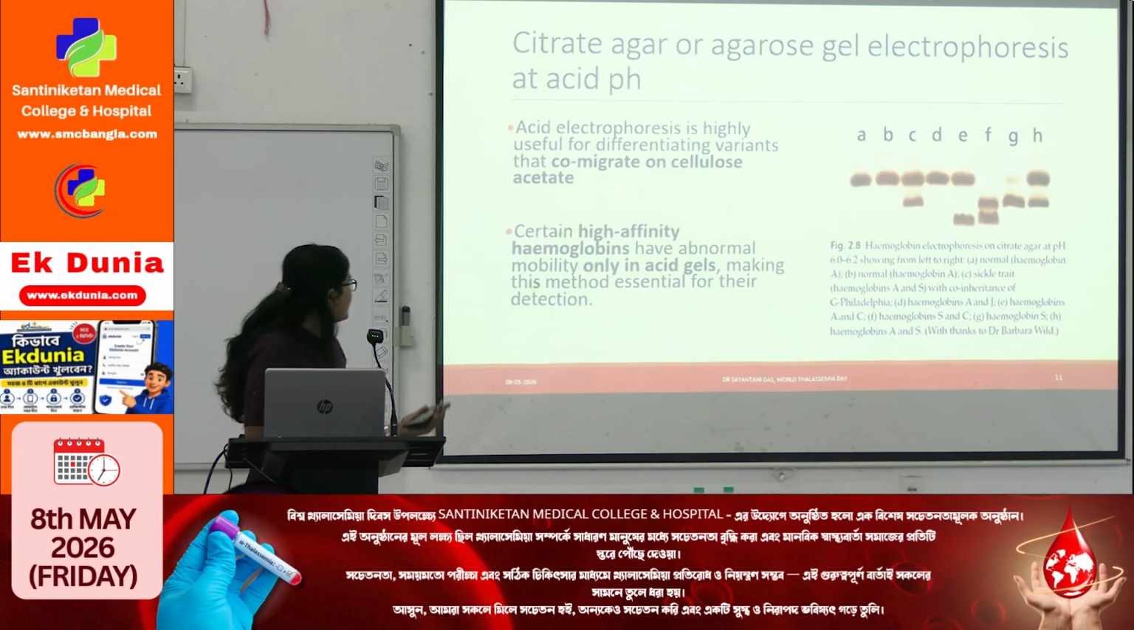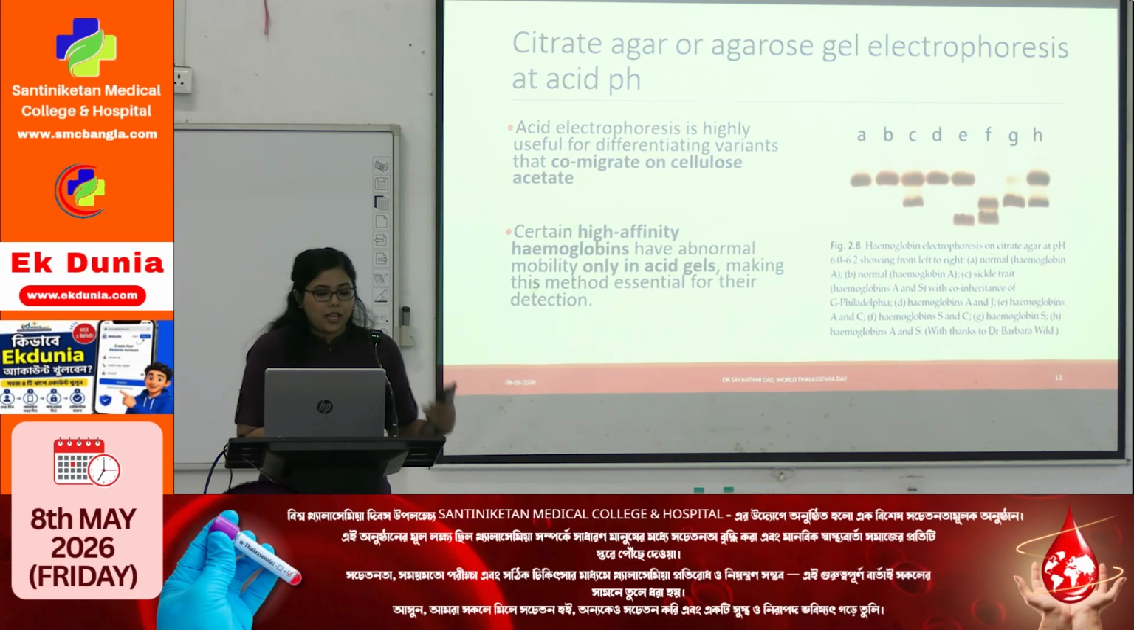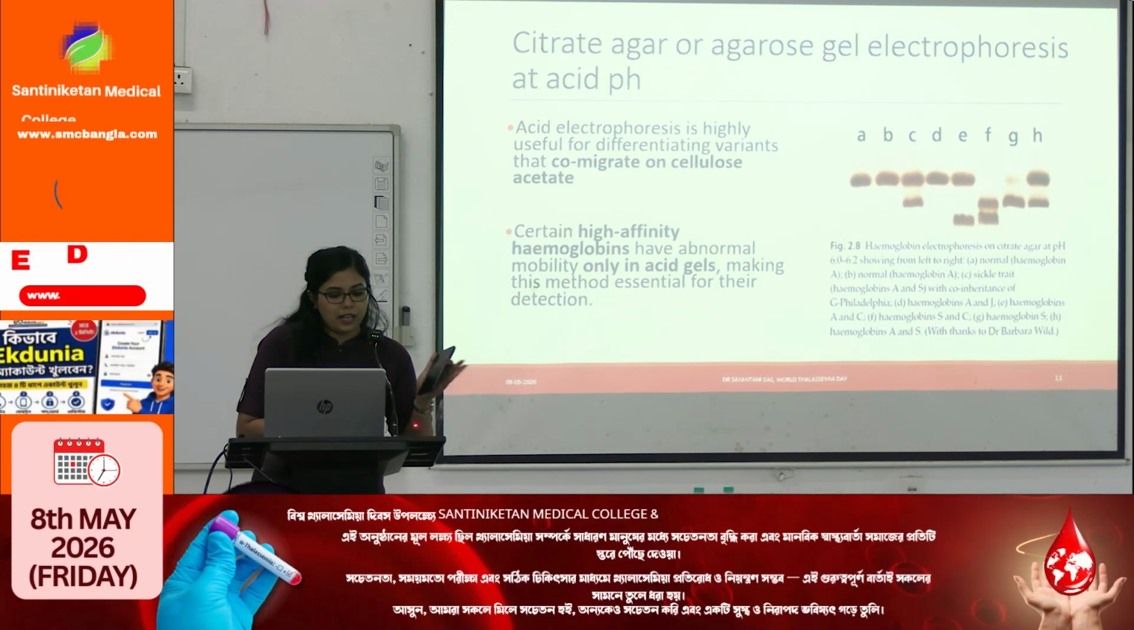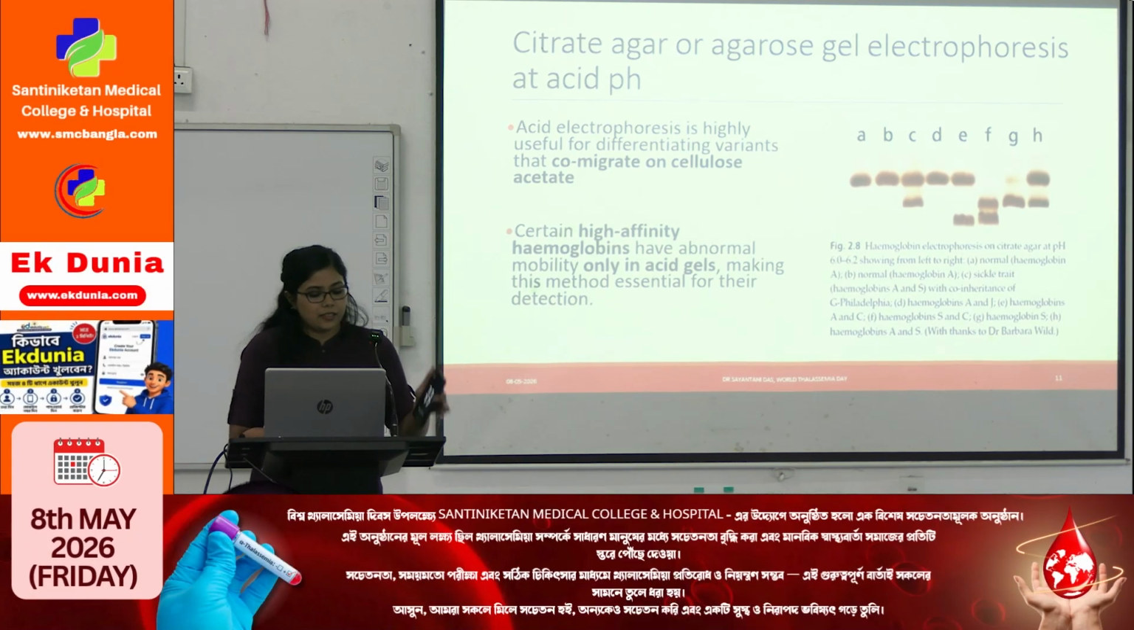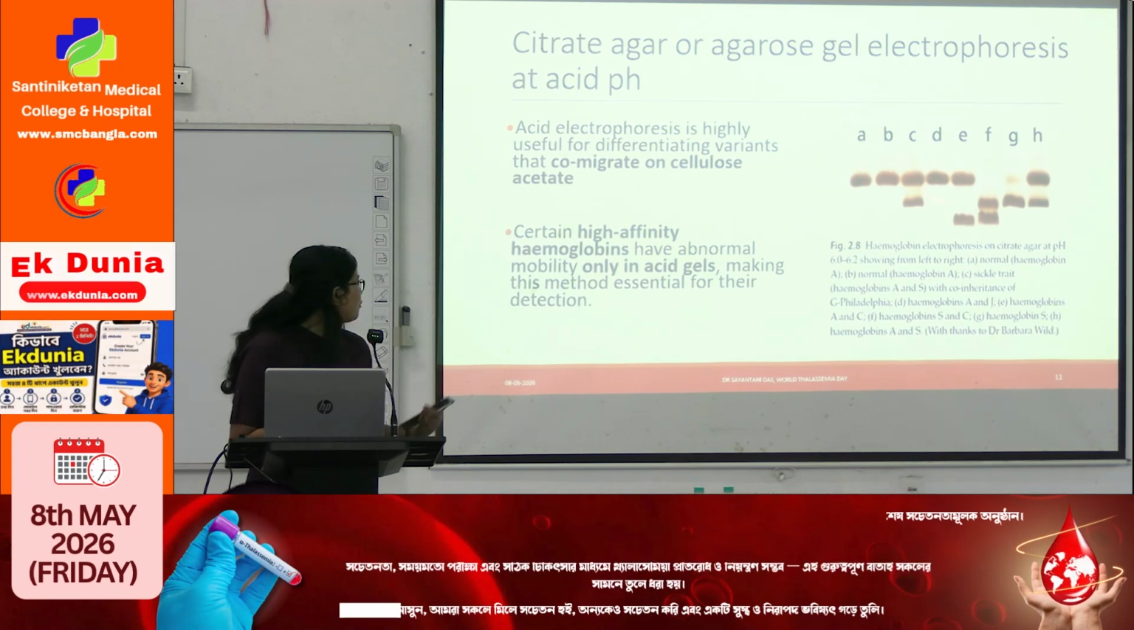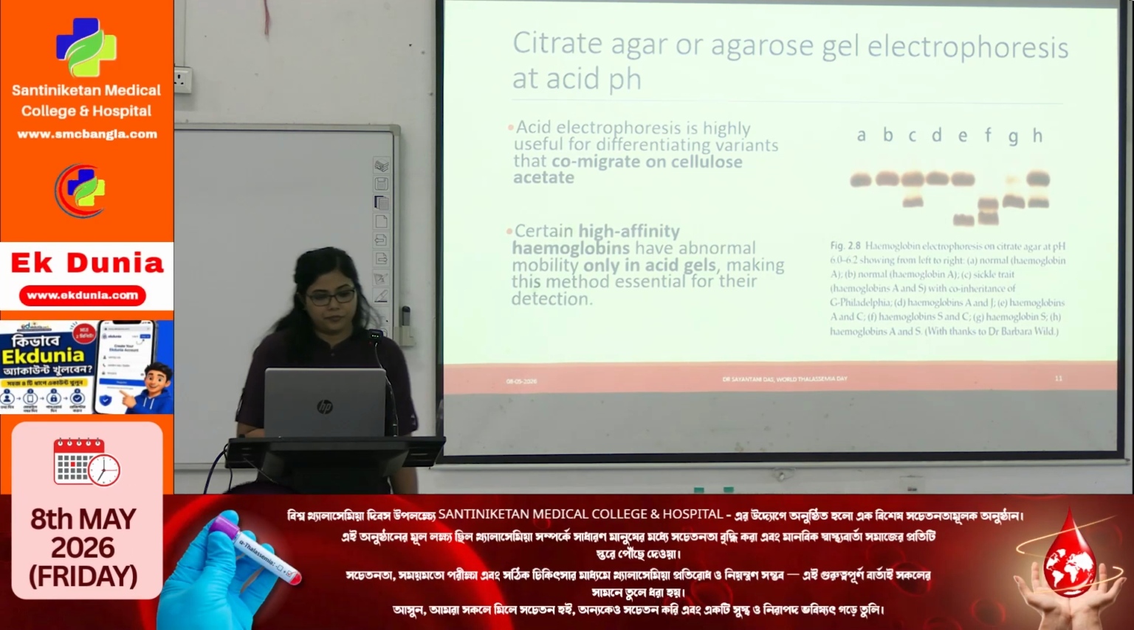This is on acidic pH. So this acid electrophoresis is highly useful for differentiating variants that co-migrate on cellulose acetate. Certain high affinity hemoglobins have different levels of mobility on acid gels, making this method more specific for their detection.